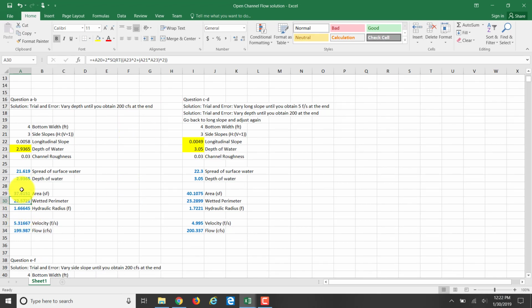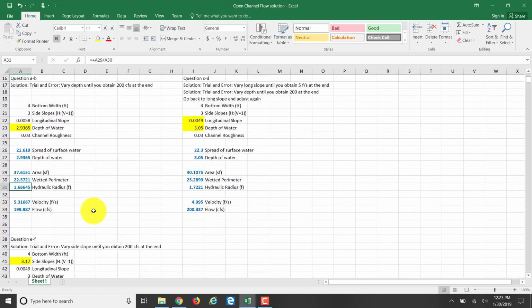So now I have my hydraulic radius, which is the area of flow divided by the wetted perimeter. So now I'm just taking A29 divided by A30, which are these two items, and that gives me my hydraulic radius. So now I have expressed all the items I need in order to figure out my flow in the parameters that I've been given.